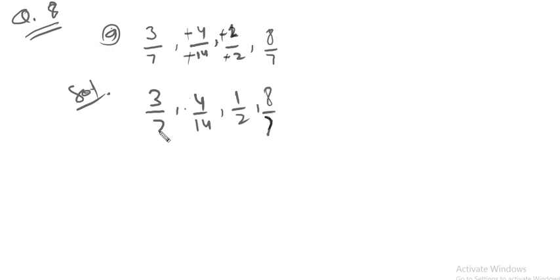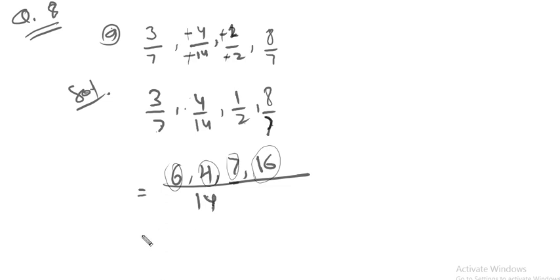Now let us take the LCM of 7, 14, 2 and 7. LCM of all will be 14, right? 7 2s are 14, 2 into 3 will be 6, 14 1s are 14 and 4 1s are 4, 2 7s are 14, 7 1s are 7, 7 2s are 14 and 8 into 2 will be equal to 16. So here you can see this is our greatest number, then this one, then this one, then 4 is the smallest number. So we have to arrange here in descending order, right? In descending order, we have to write first the greatest number, and this one is our greatest number.